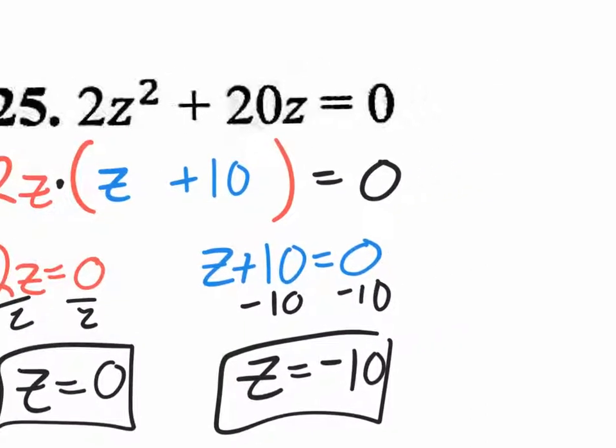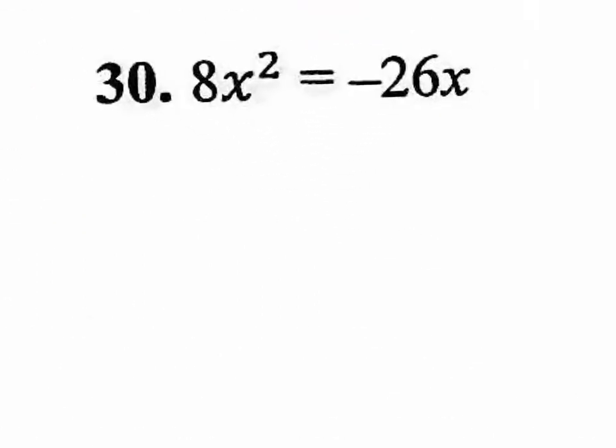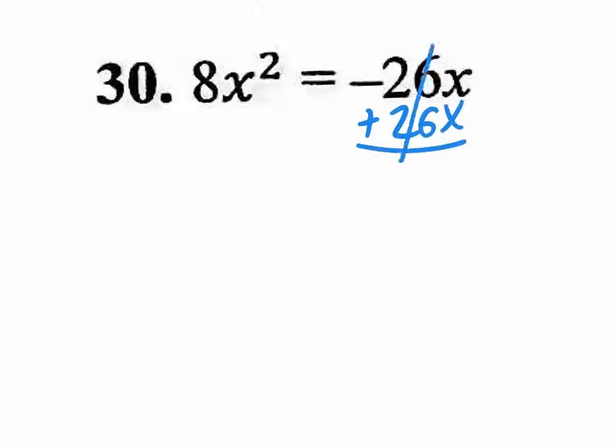So what if you didn't have it equal to 0? Like let's say number 30. Number 30 is not equal to 0. What the heck could I do there? If it's not equal to 0, make it equal 0. In other words, if you want a 0 right here, you don't want this negative 26x, how could you get rid of a minus 26x? Plus 26x. And what you do to one side, you do to the other side.